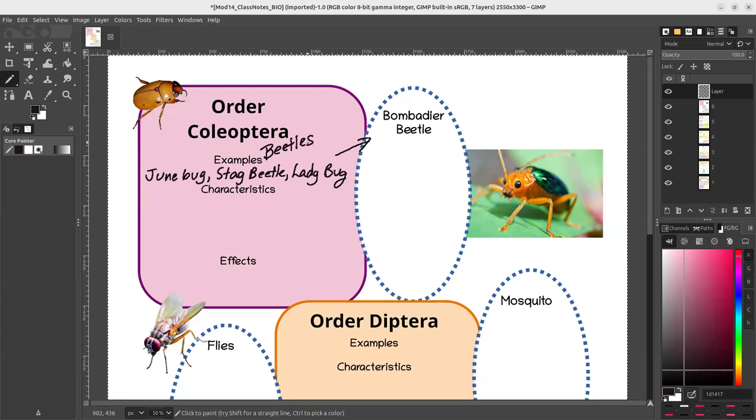Their characteristics are that they have horny wings. See those shell-like wings, so they're called horny wings. And those wings cover up the membranous wings. They can also have horns on their heads. And most have mandibles, and they're quite the predators.